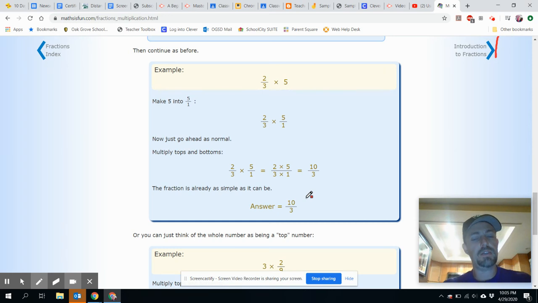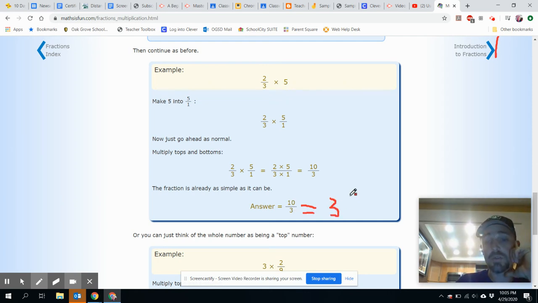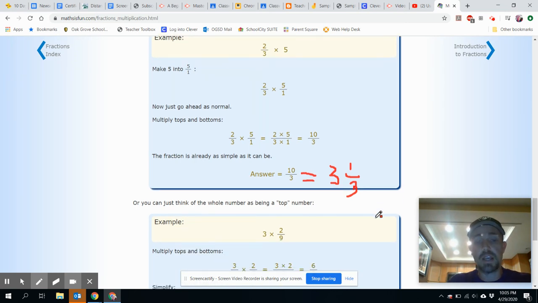Now your answer is 10/3, but I bet that could be simplified if you sat and thought about it. Well, 3 goes into 10 3 times, and I'm not very good at drawing with this tool, but you get the idea. 3 times 3 is 9, so that leaves you with 1 left over, and then that becomes 3 and 1/3. So 3 and 1/3 is your answer, which is equivalent to 10/3.